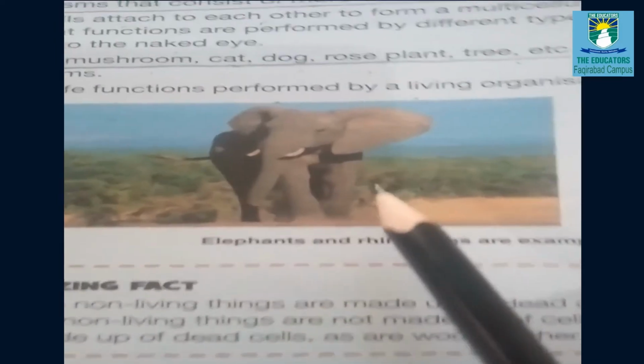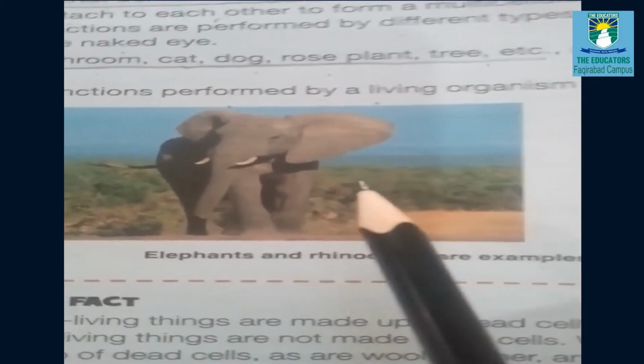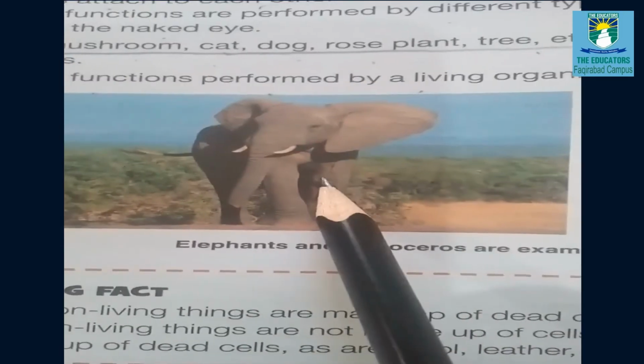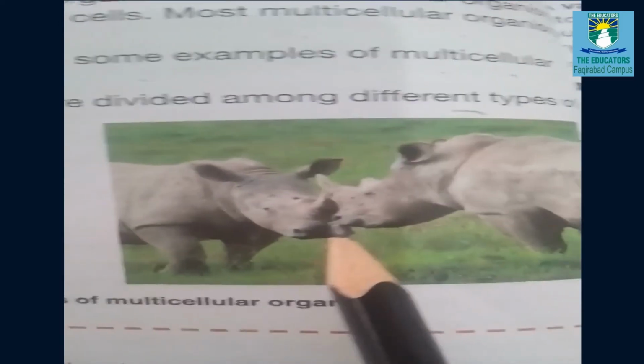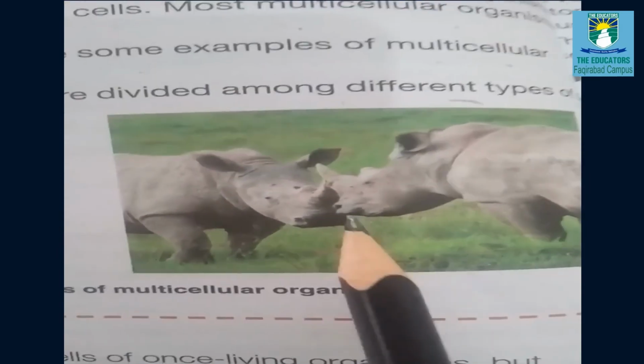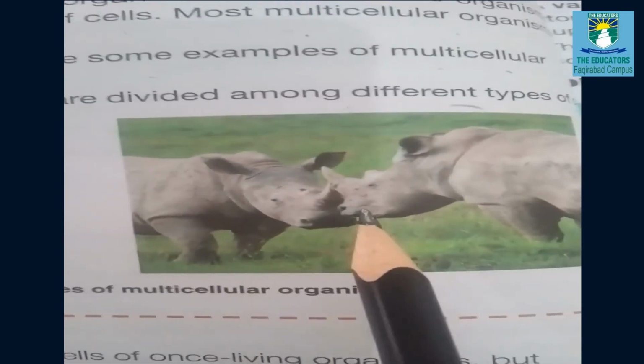Look at this picture. It's a picture of an elephant. Is an elephant unicellular or multicellular? An elephant is a multicellular organism. Look at this picture. It's a picture of a rhinoceros. It's also a multicellular organism.